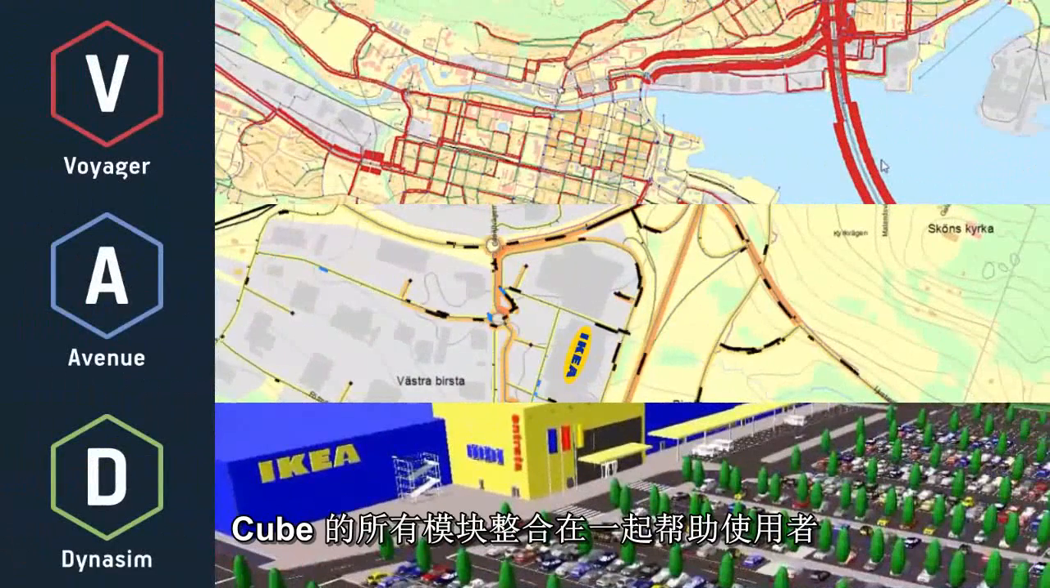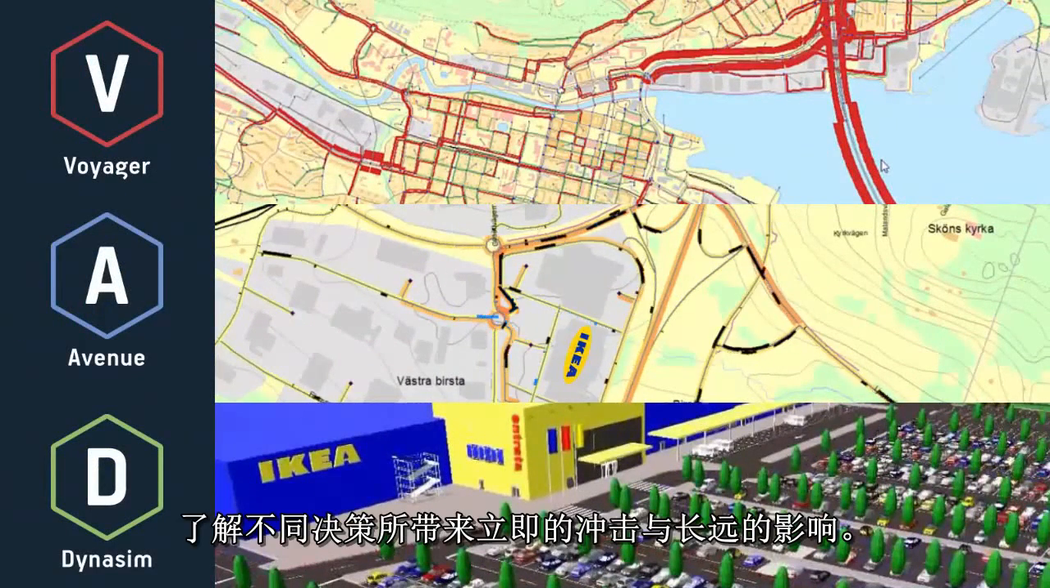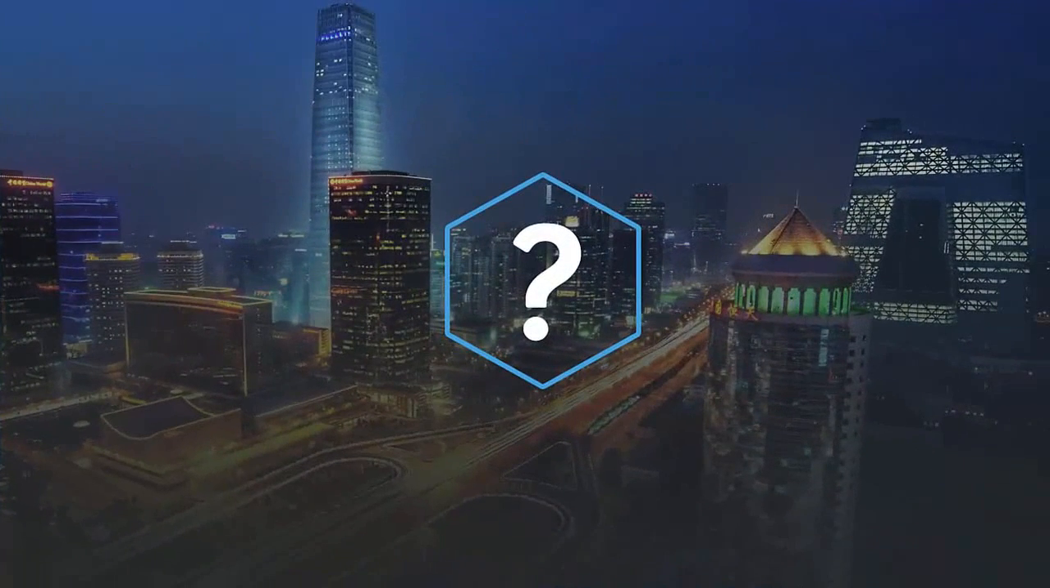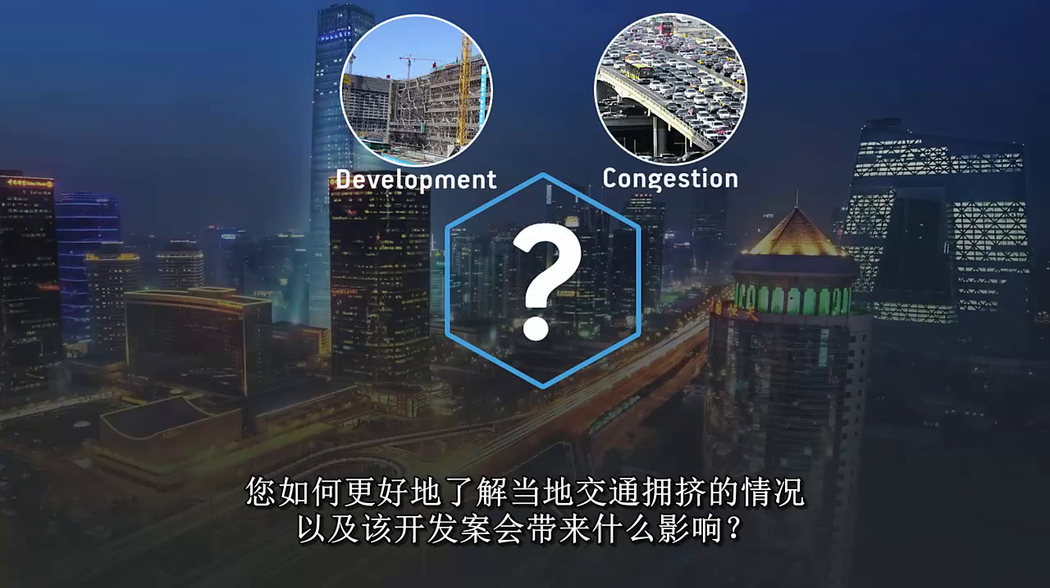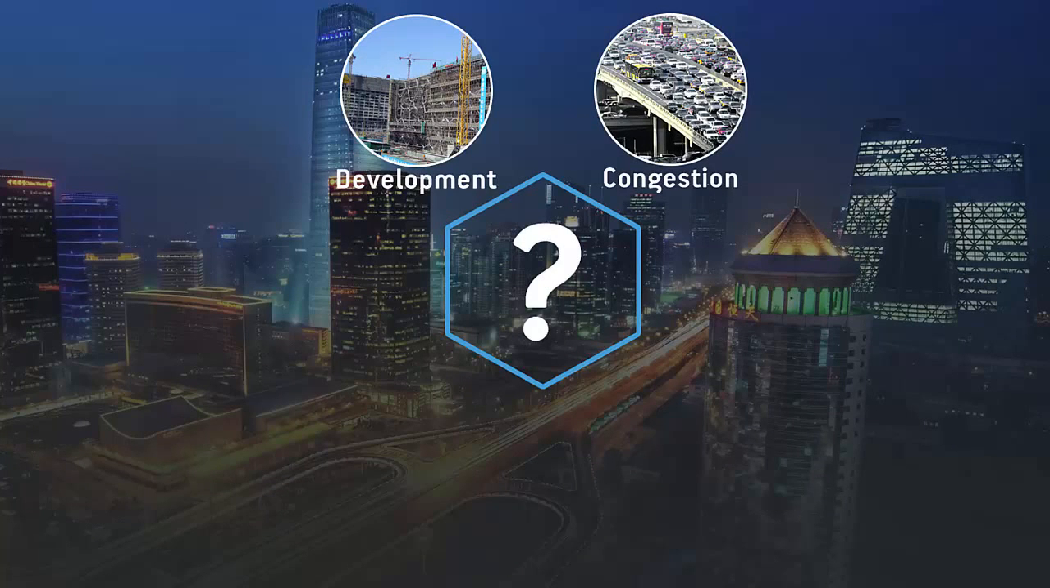All of the Cube modules work together to help users understand the immediate impacts of decisions that are being made and the effects of those decisions in the future. Consider a new proposed development. If it's built, what will happen to the traffic in the area? How can you better understand the congestion in the area and what impacts the development will have?